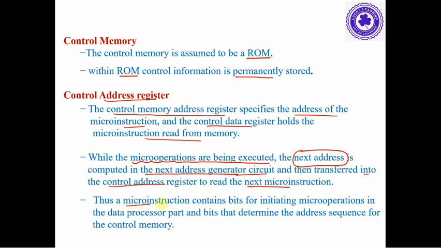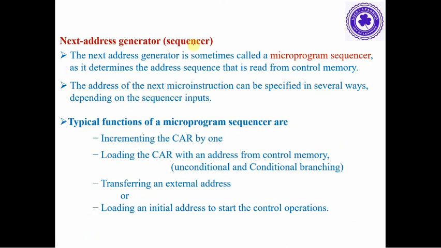Thus, we can say a micro instruction contains bits for initiating the micro operations and also bits that determine the address sequence for the control memory. Means which address is going to be executed next is also going to be decided by the micro instruction. A micro instruction will have micro operations along with some bits for deciding what the next address could be. The next address generator is also called microprogram sequencer.